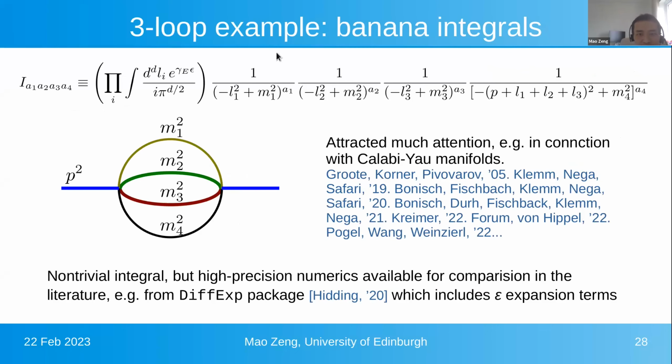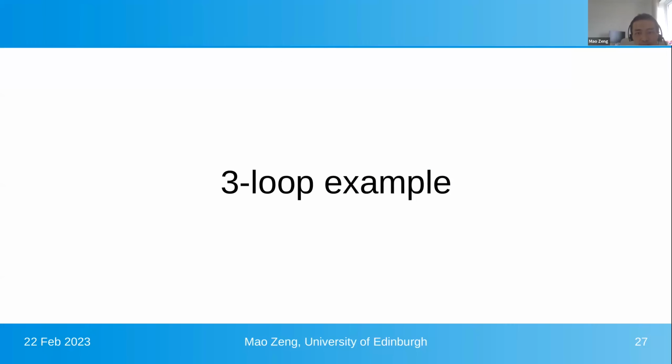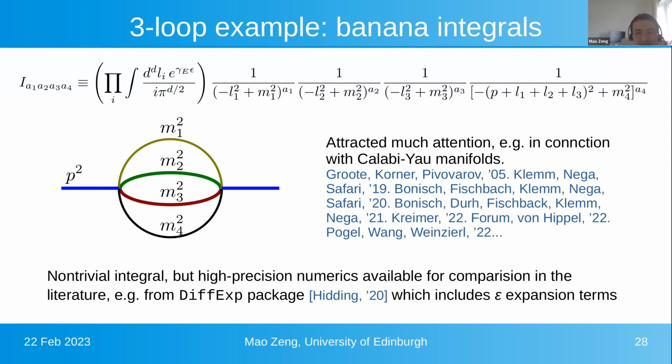I won't have any time to go through the three loop example in any detail, but I'll just mention that in some way, it's a rather simple three loop example because it's an example with only 4 propagators.